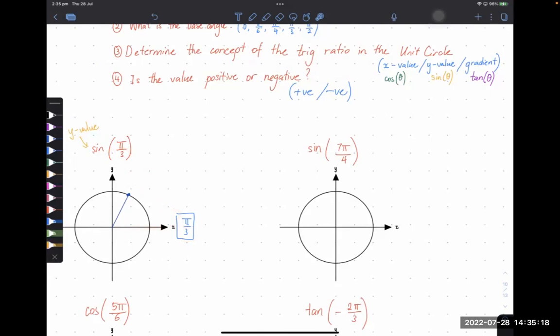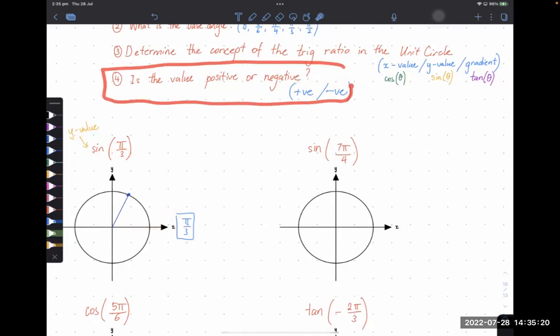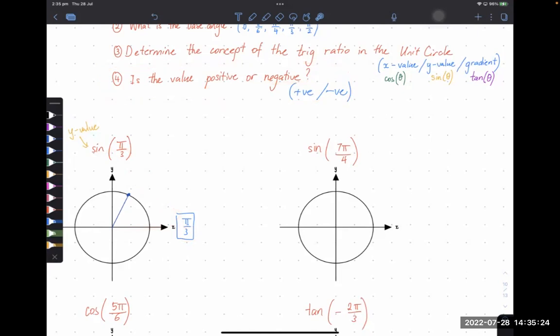I'm also gonna ask you for part number 4 here. Is the value positive or negative? And how do we know? It's positive. It's positive, why? Because it's going up. Yep. So there's a few ways you can look at it. You can think about the CAST, right? And it's in your A quadrant. So here, everything is positive, right? Everything's happy. It's sunshine and rainbows. So it's going to be positive.